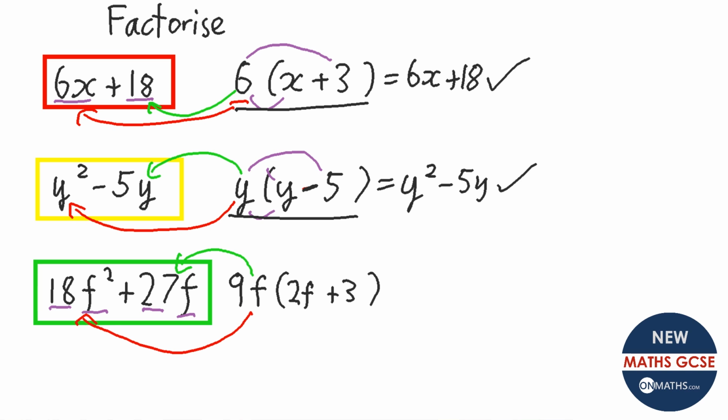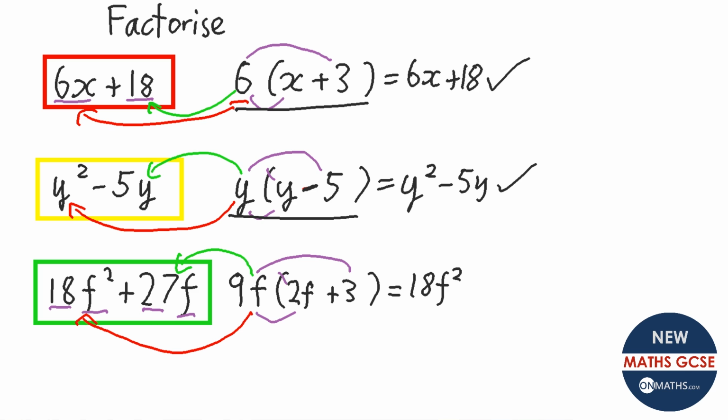And, well, 9f times 3 will be 27f. Let's do our last step. Let's check this. So we're going to do the 9f times 2f. Well, 9 times 2 is 18. F times f is f squared.